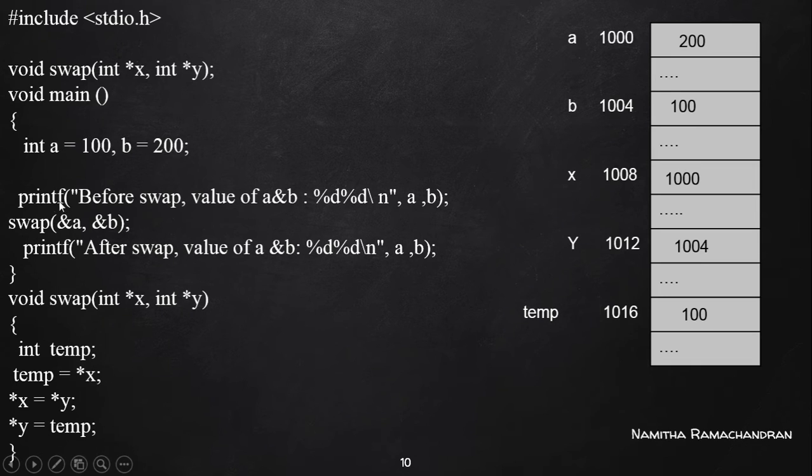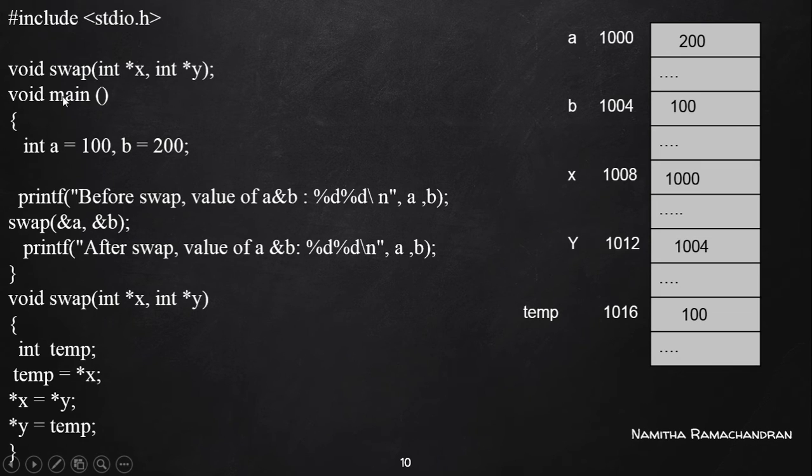Before calling this swap function, A and B display the values 100 and 200 respectively. After calling the swap function, control is transferred here and all these steps are performed one after another, so that A now has value 200 and B contains value 100. So while displaying the values of A and B after calling swap, it will display 200 and 100 respectively. This is a simple example for understanding the call by reference method of function implementation.